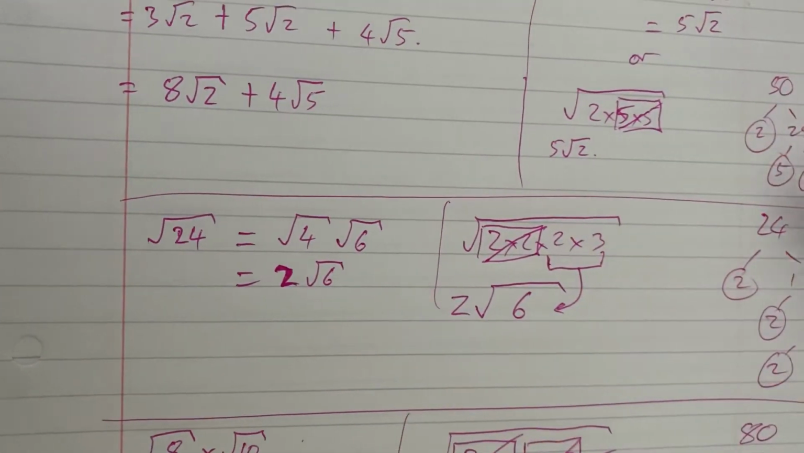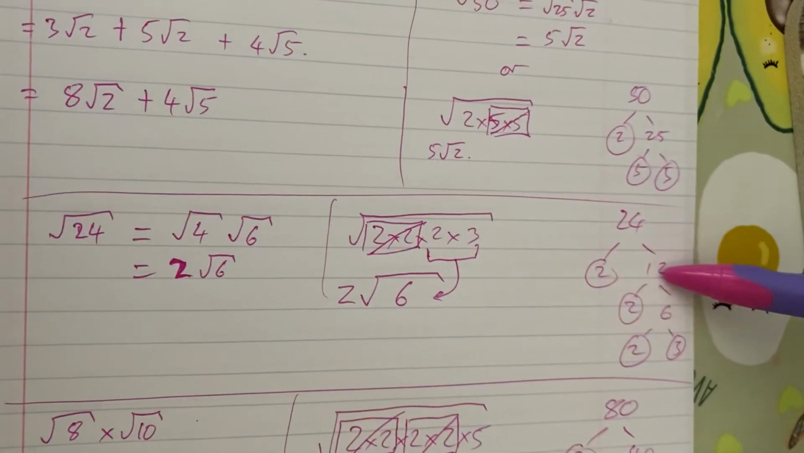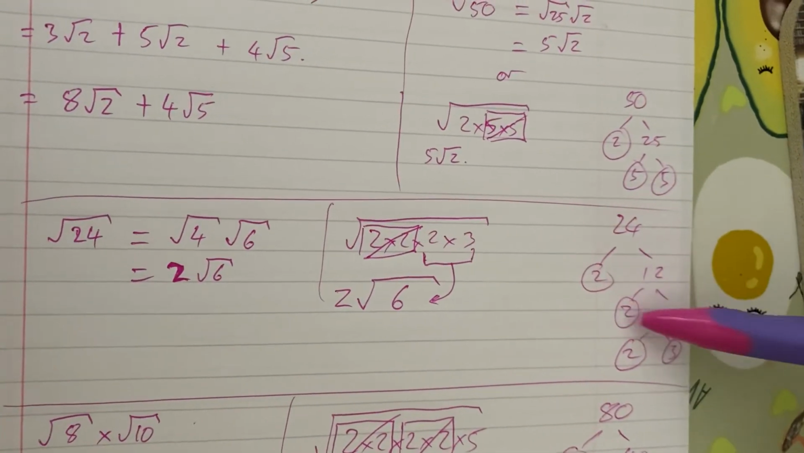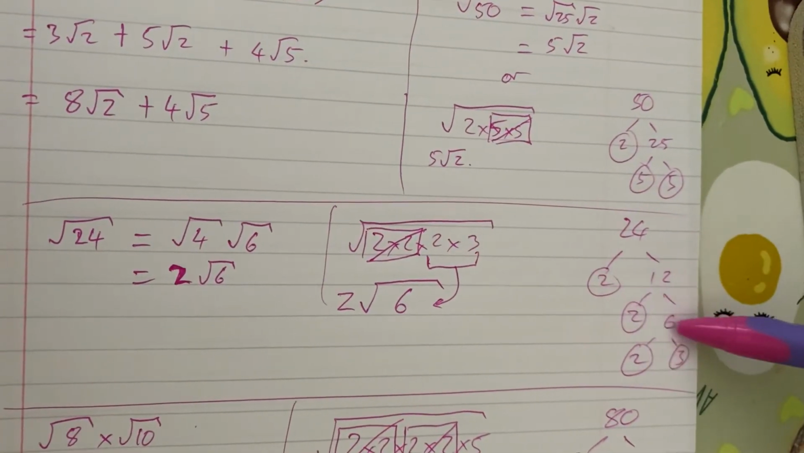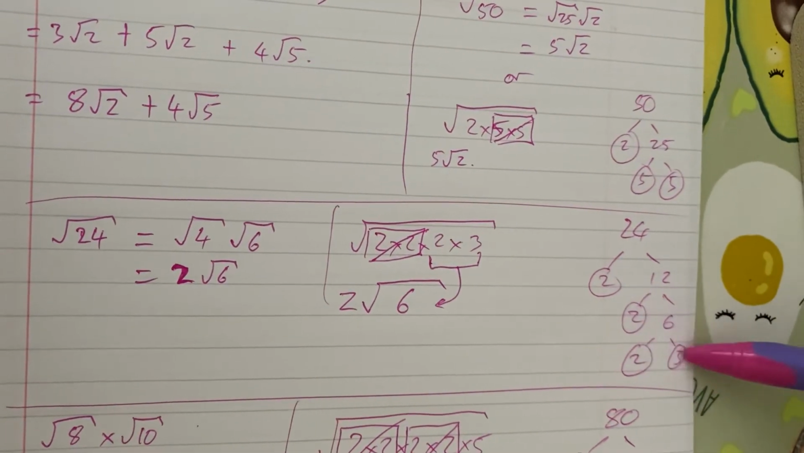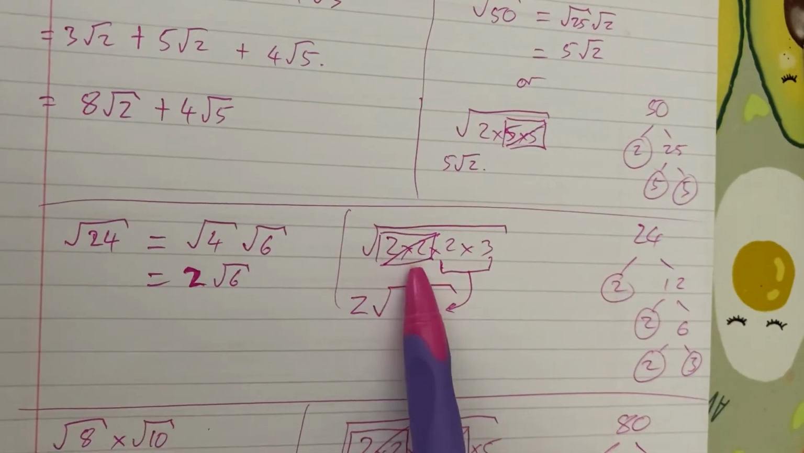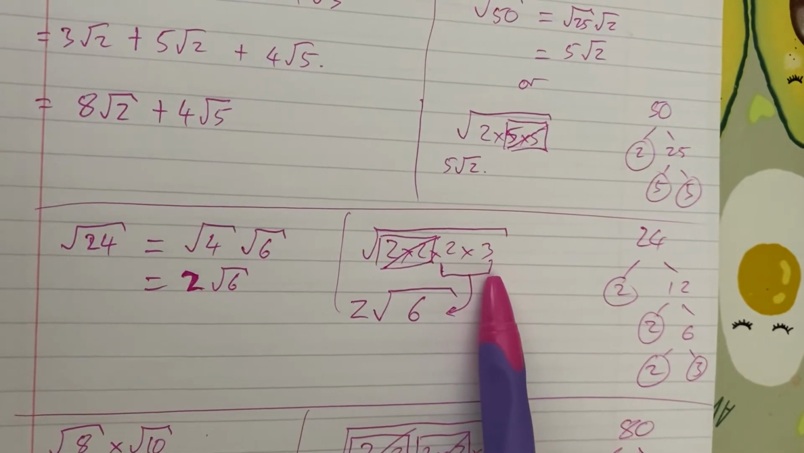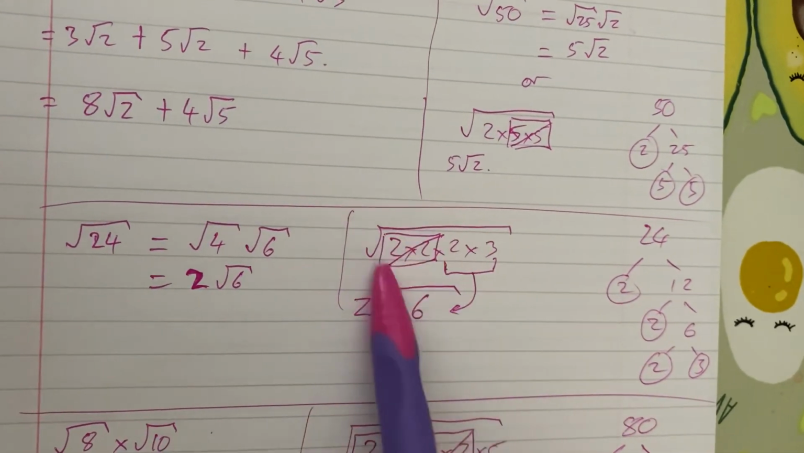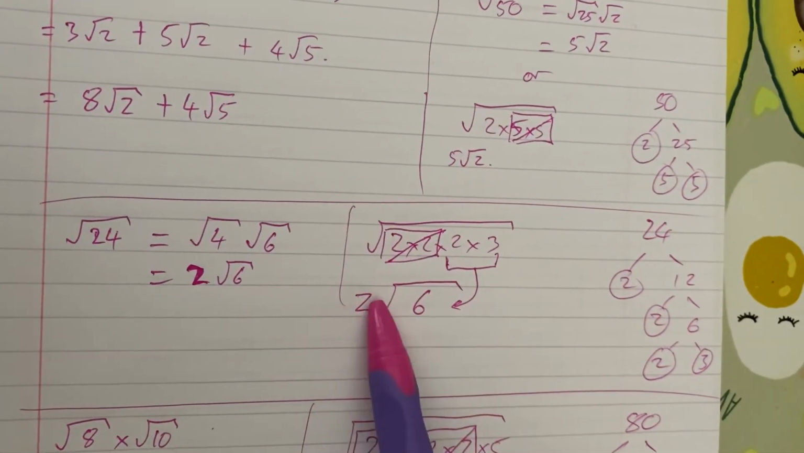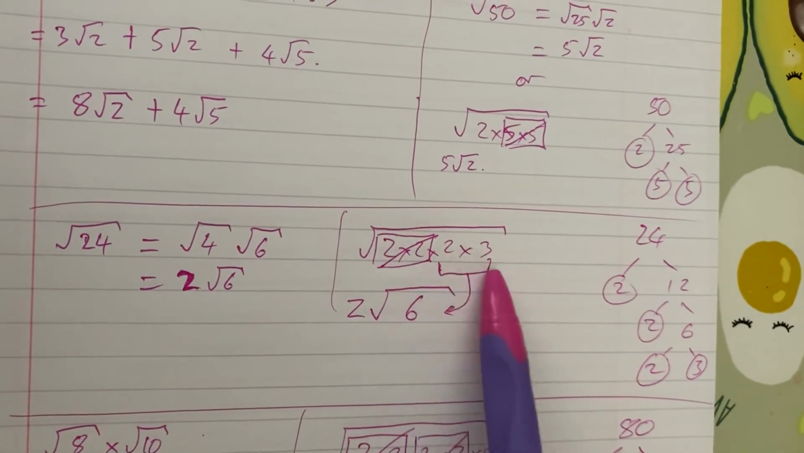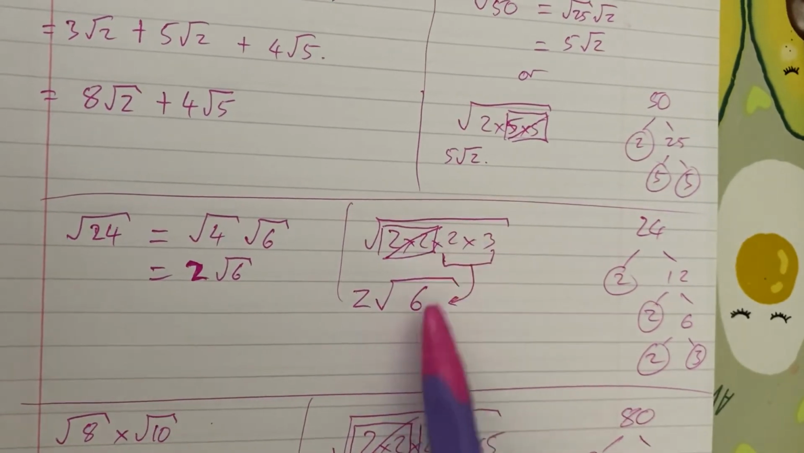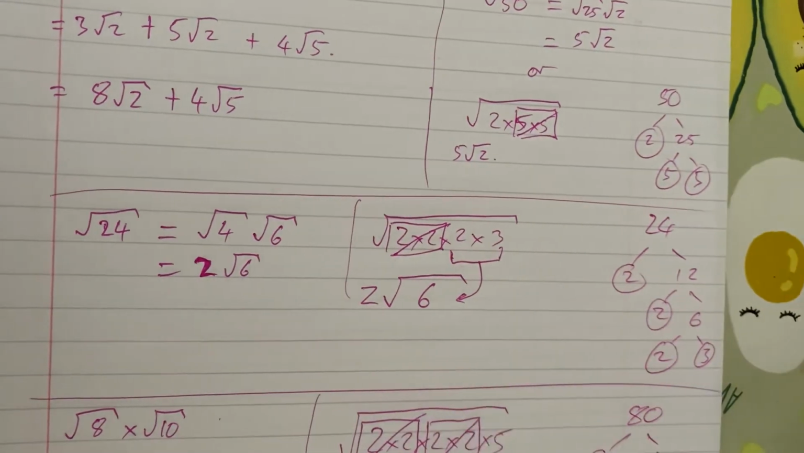Again, root prison method. 24 is 2 times 12, circle the 2. 12 is 2 times 6, circle the 2. 6 is 2 times 3, again circle these two. So it's 2 times 2 times 2 times 3, which makes up the 24. 2 identical, cross them out, one at the front. Here we're left, neither of these has an identical buddy, so 2 times 3 is 6, so it's 2 root 6.